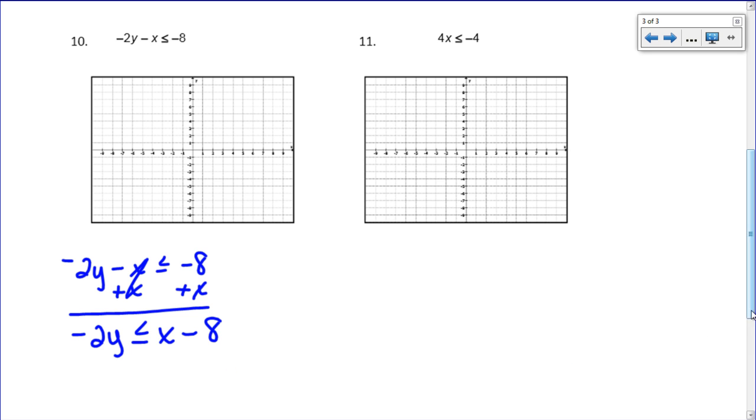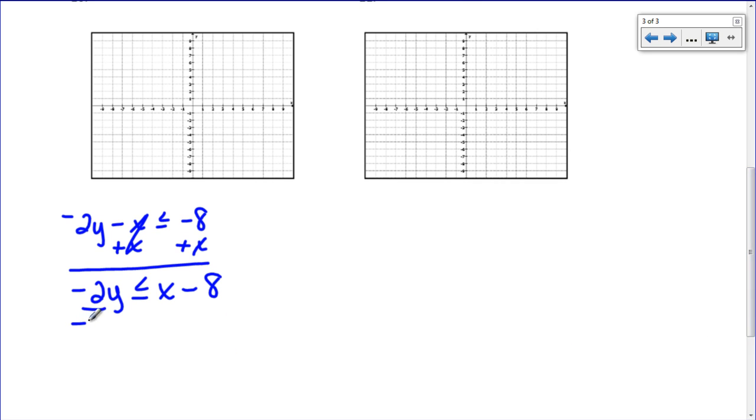And then I have to divide by -2. So I'm going to divide by -2 here to cancel. And then I'm going to divide every piece of this by -2. And remember, because I divided by a negative, this symbol has to turn around. So it becomes greater than or equal to. If you forget that part, your graph's going to be wrong.